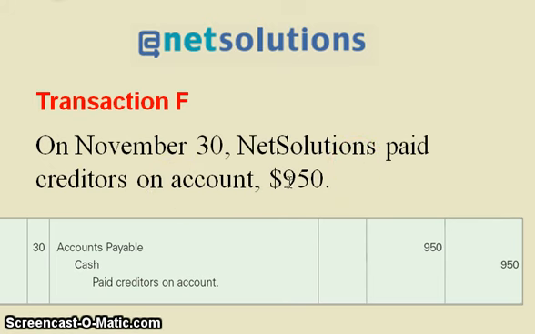NetSolutions paid creditors on account, $950. Okay, so you had owed money to people, and you're paying it now. So basically, you're writing a check. So here's your decrease to cash, a credit to cash of $950, and a debit to accounts payable.